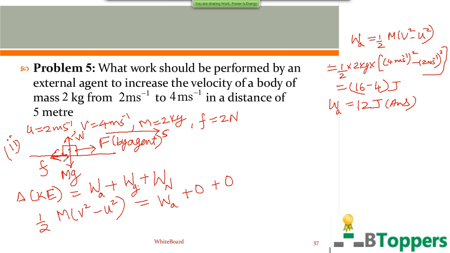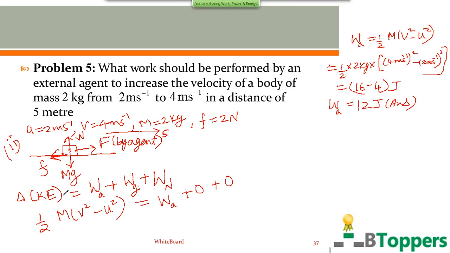Small f is the magnitude of the retarding force due to friction, which opposes the motion of the body. Again, applying the work energy theorem, the change in the kinetic energy of the body is equal to the total work done by all the external forces acting on the body.